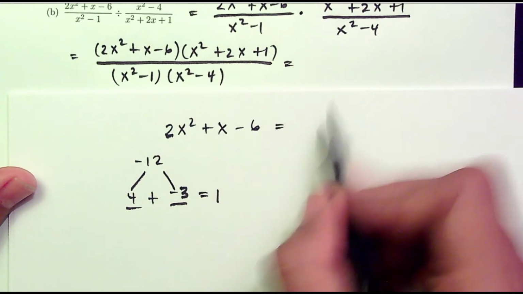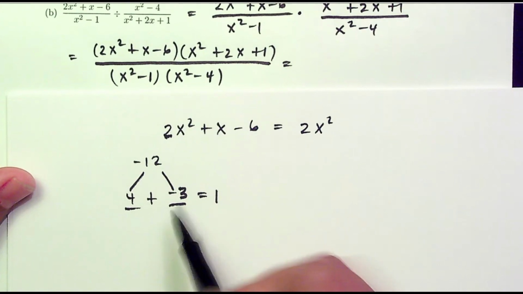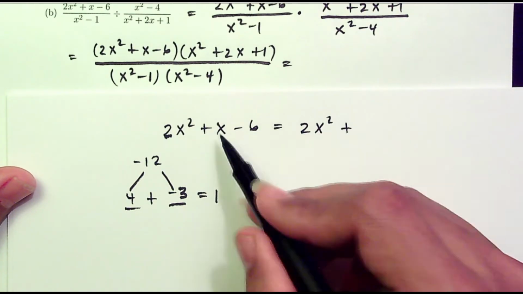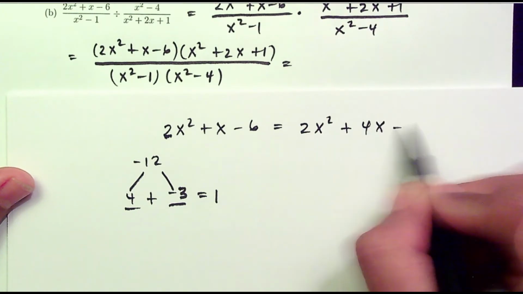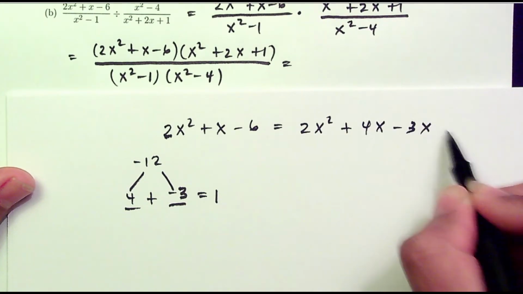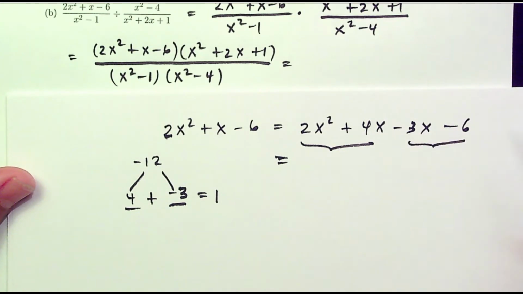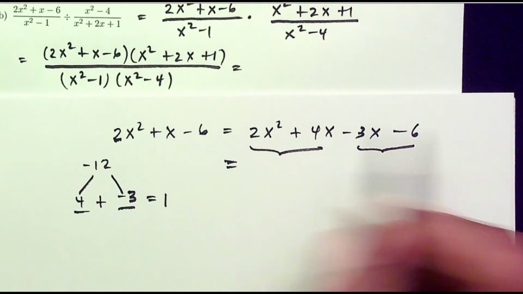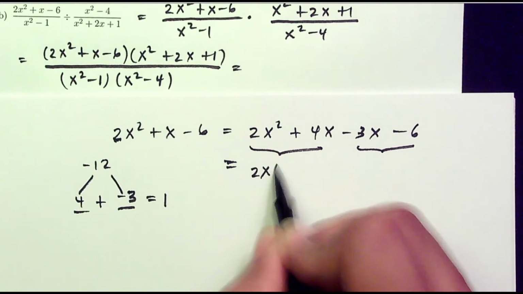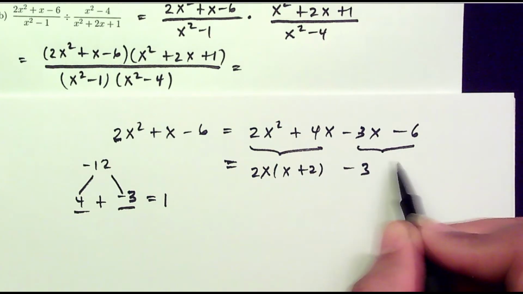So then, we're going to split that up, determine the middle, which is 1, as 4 and 3. So 4x and negative 3x minus 6. Then we're going to factor the GCF from the first two and factor the GCF from the second two. From the first two, you have 2x. And from the next, you have a negative 3. You can pull out a negative 3.